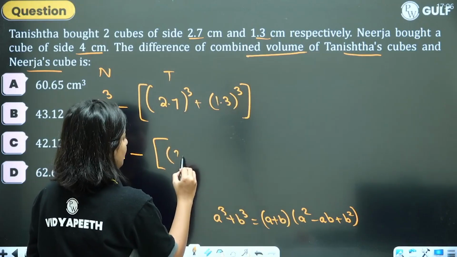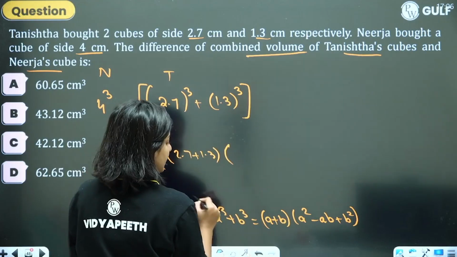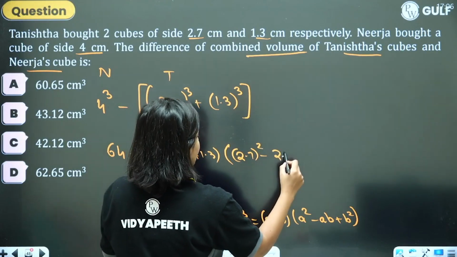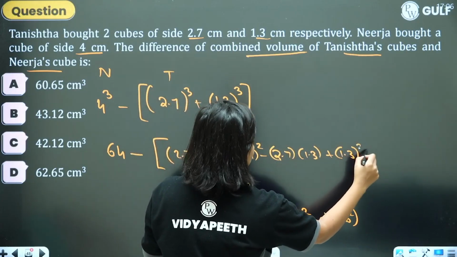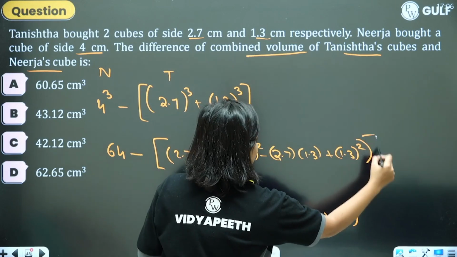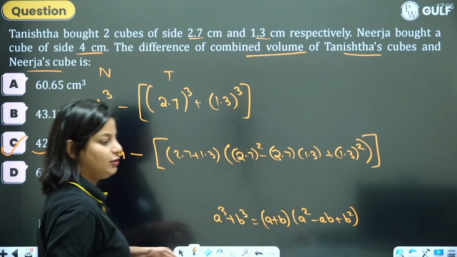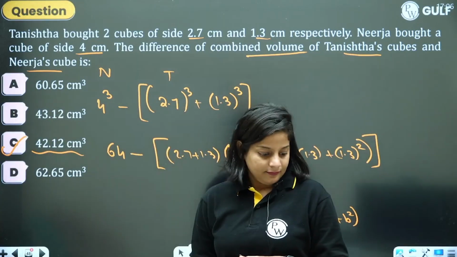In the bracket 2.7 plus 1.3, that will be 4. Inside another bracket, 2.7 square. Now 2.7 square I expect you all to know. Minus 2.7 into 1.3 plus 1.3 square is also known to us. You can simplify in this way. Anyways, the answer will be 42.12. It's verified by me. I have checked it. Okay. Next.